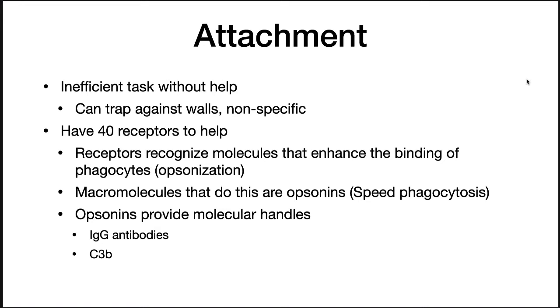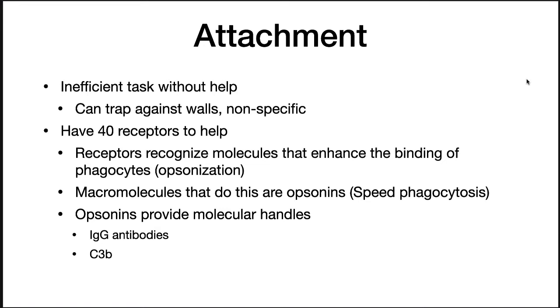However, phagocytes have receptors on their membrane surface to help. These receptors recognize molecules that enhance the binding of phagocytes, and this enhanced binding is called opsonization. Macromolecules that do this are called opsonins, and they speed phagocytosis. What's happening is these opsonins provide a molecular handle that the phagocyte can grab onto. Two examples are IgG antibodies and the complement protein C3b.